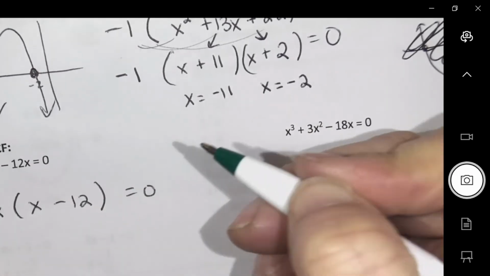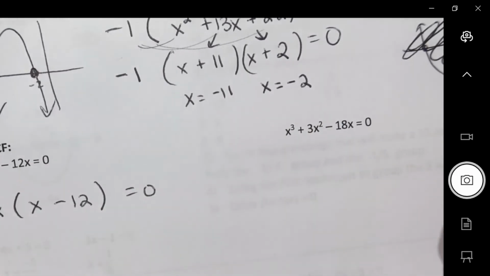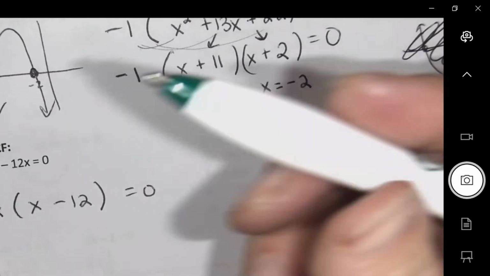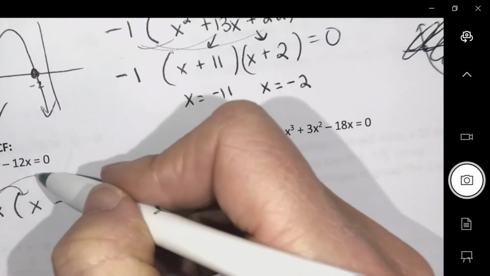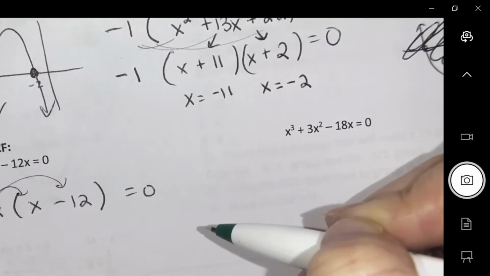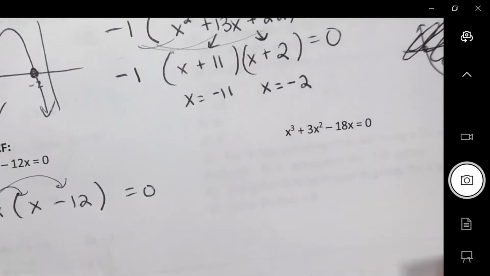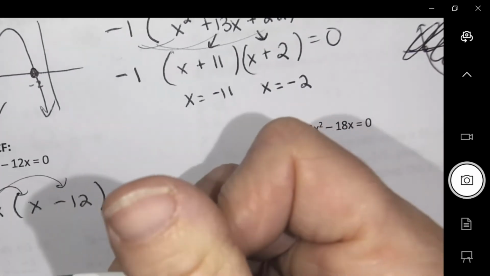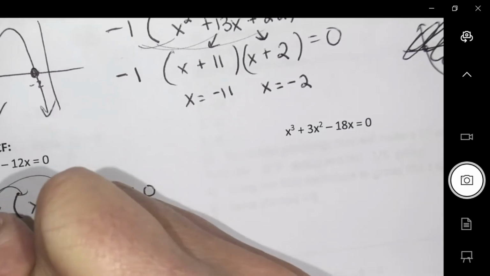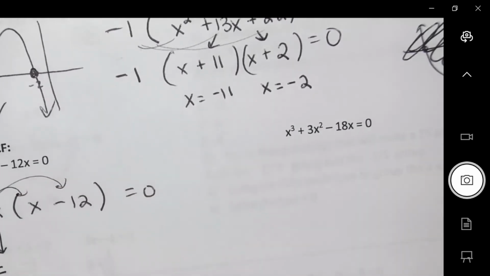Equals 0. Here's what I suggest: double check. How do I double check? Does this multiply to your original? And then x would equal... we have to consider every variable. What would I like the x to be in that location to make that value 0? 0. Good.